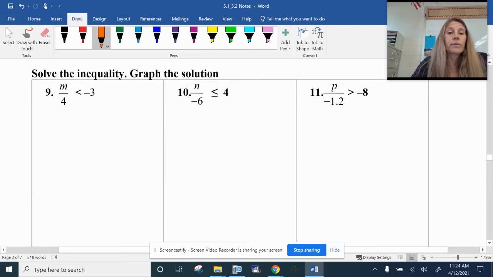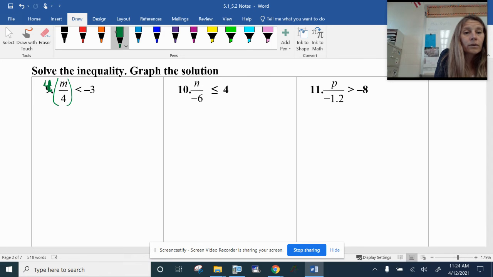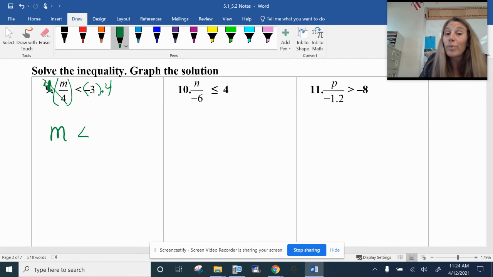Now when we look at the next three examples, if I take a look at number 9, I'm going to multiply both sides by 4 to get my m by itself. Now, some people will look at this and they'll say, oh, but I have a negative, so I'm going to have to flip the sign. But you don't, because you're not multiplying both sides by that -3. It just happened to be a negative. You're multiplying by a +4, so your sign is not going to reverse or be flipped. It's going to stay exactly the way it was.